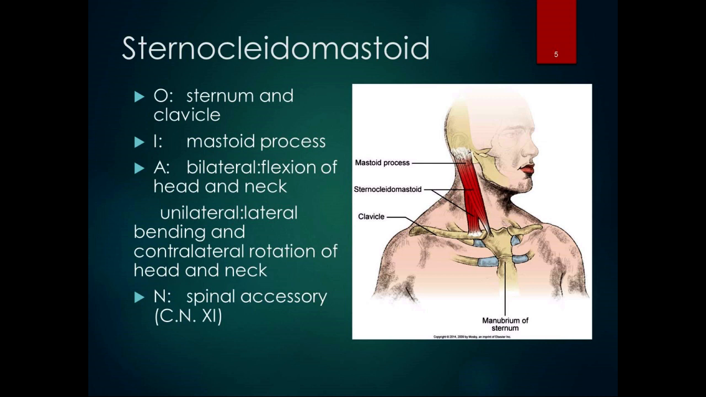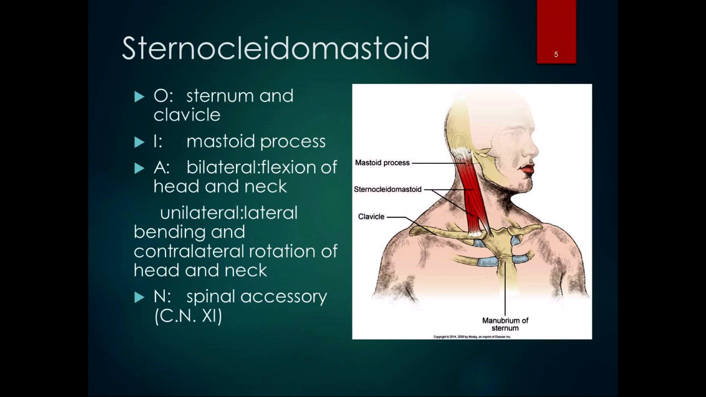Unilaterally, if you take your index finger and put it on your mastoid process, and take your thumb and put it at the sternoclavicular joint or at the manubrium, and rotate to the opposite side, you will find that the thumb and the index finger get closer together, meaning the muscle is shortening, the muscle is contracting. So unilaterally, the sternocleidomastoid controls contralateral rotation of the head and neck. Also, lateral bending to the same side. So do some lateral bending and see that the origin and insertion move closer together.